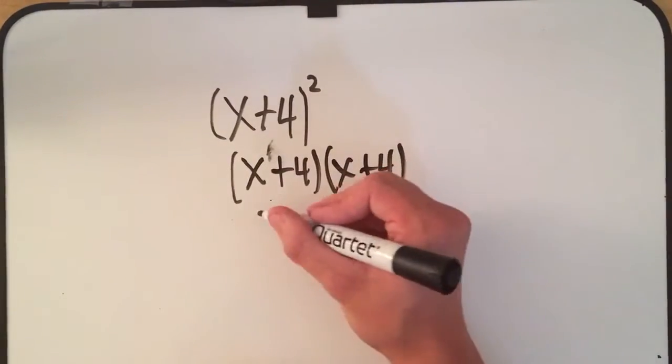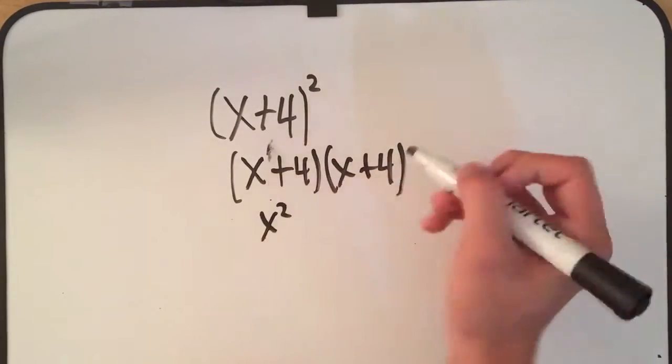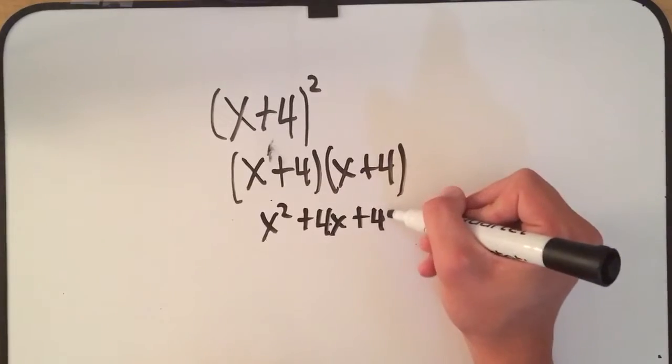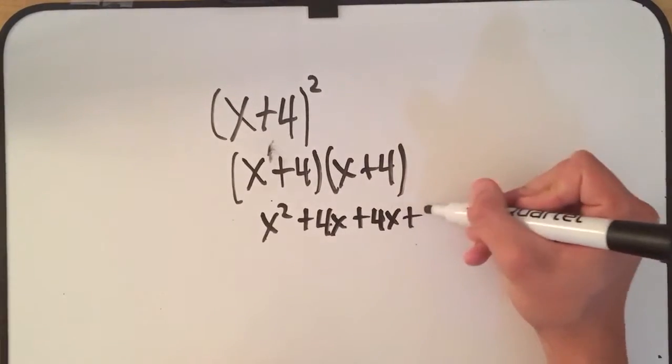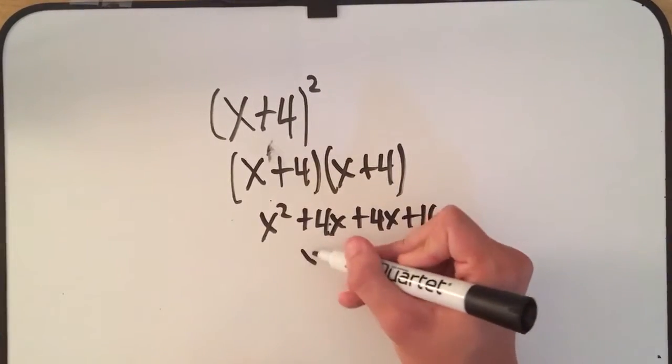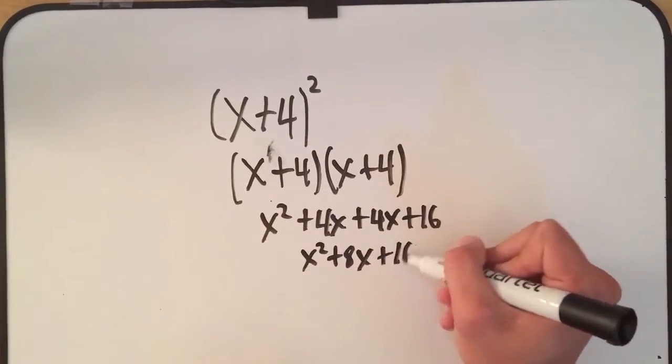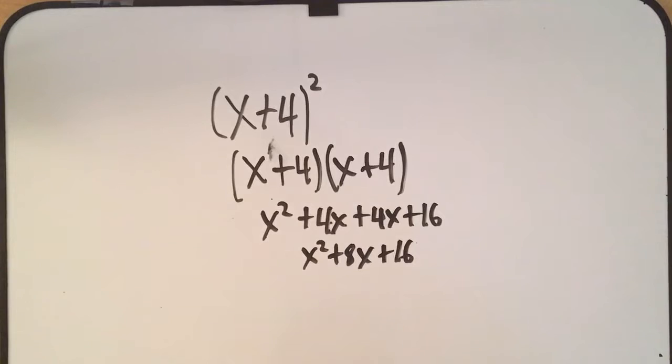So first, outer, inner, and last. And that will give you x squared plus 8x plus 16. However, like I've been telling you, there are other ways.